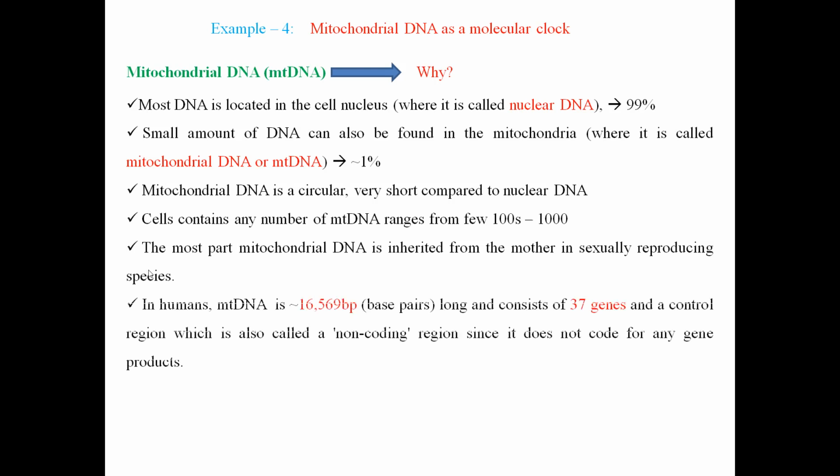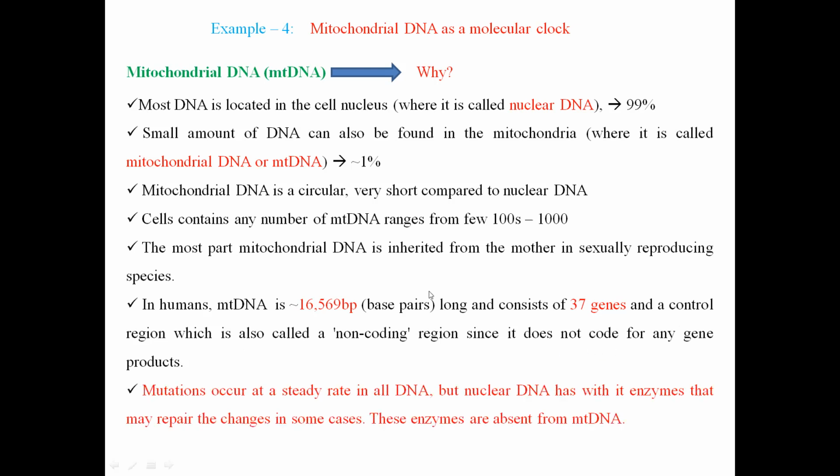Mitochondrial DNA is inherited mostly from the mother in sexually reproducing species. In humans, mitochondrial DNA is nearly 16,569 base pairs long and consists of 37 genes and a control region, which is called the non-coding region since it doesn't code for any gene products. It is called introns. Mutations occur at a steady rate in all DNA, but nuclear DNA has enzymes that may repair the changes. In some cases, these enzymes are absent from the mitochondrial DNA.